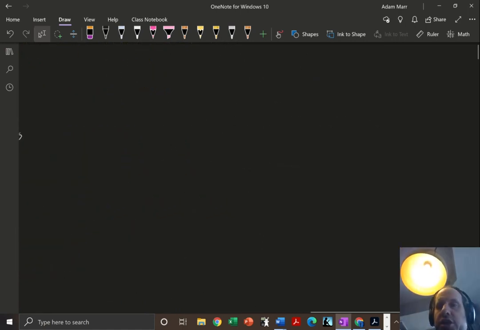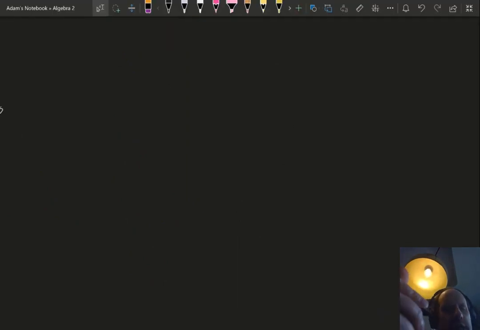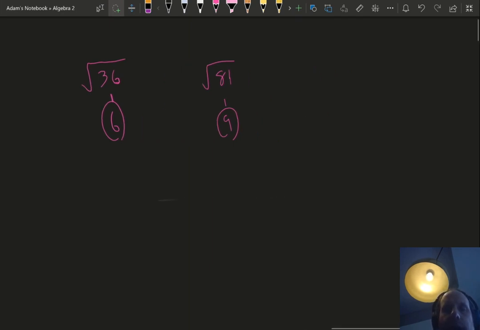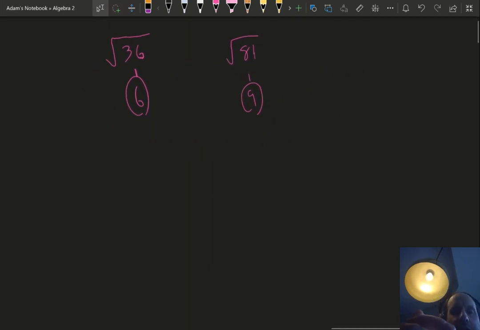So when you're simplifying radicals, the first part of the lesson, that was like 1 to 6 that I gave you, let's say we're simplifying a radical. If you have something like the square root of 36, well, that's easy. A number times itself that is 36 is just 6. Or if you have the square root of 81, a number times itself that is 81 is 9.